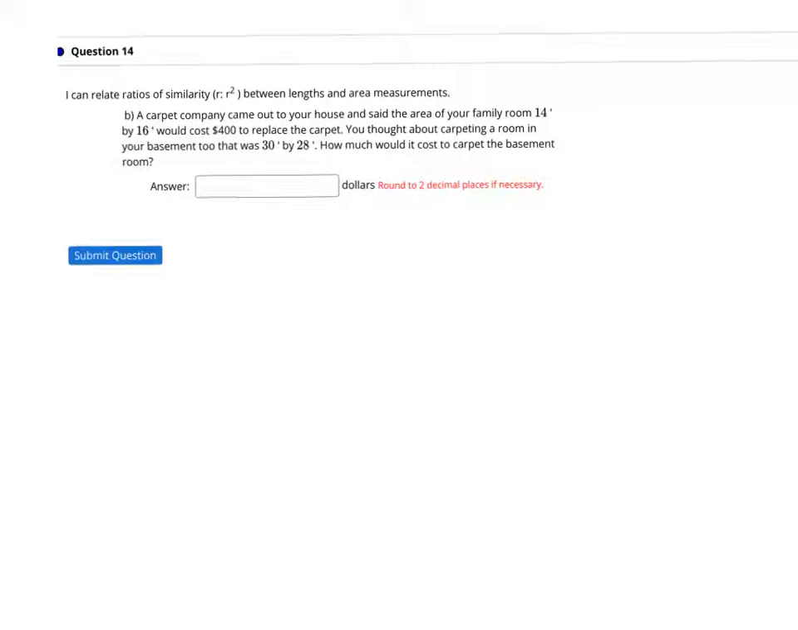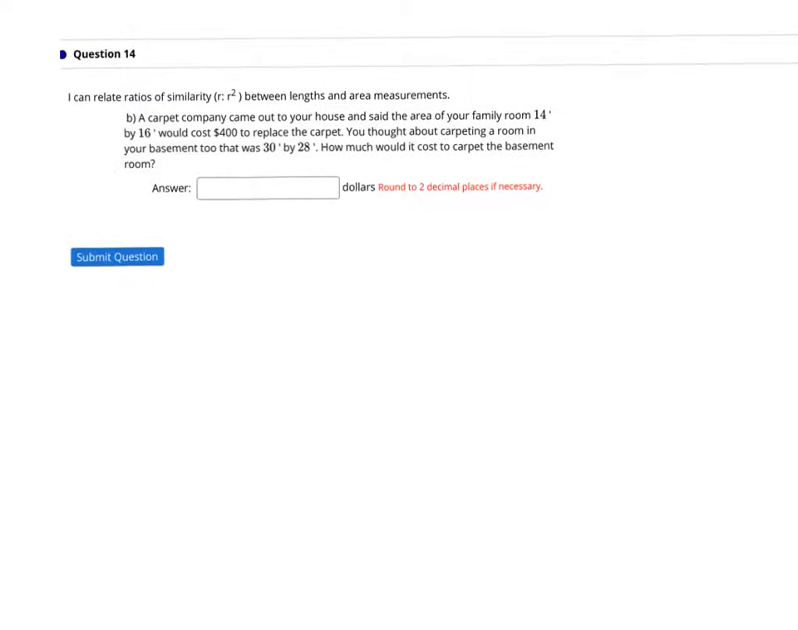Now we're going to do this assuming that the cost per square foot will be the same. So I'm going to start off by finding the square feet of the family room upstairs. To do that, I'm going to take 14 times 16, and that's going to give me 224. Then I'm going to find the area of the room in the basement, which is 30 times 28, which is going to be 840.